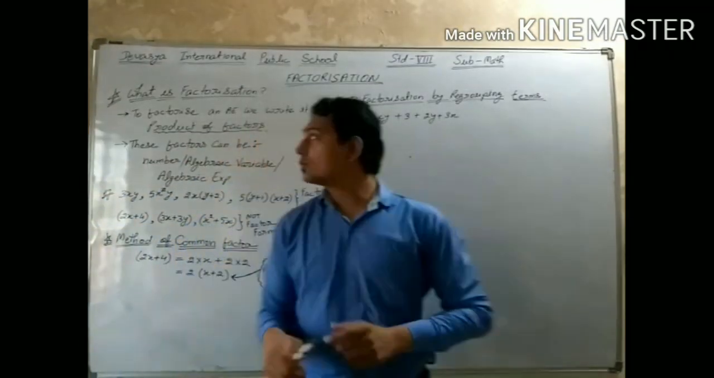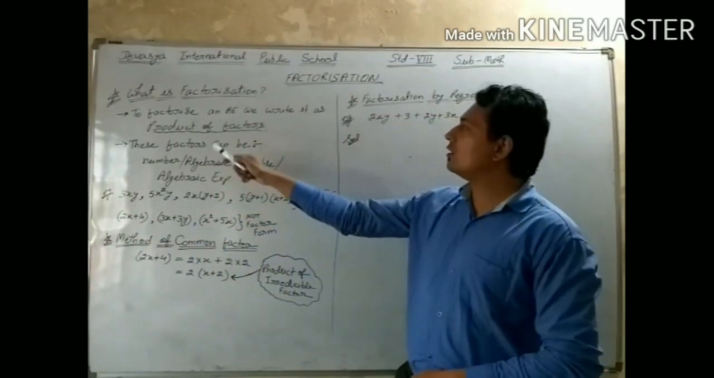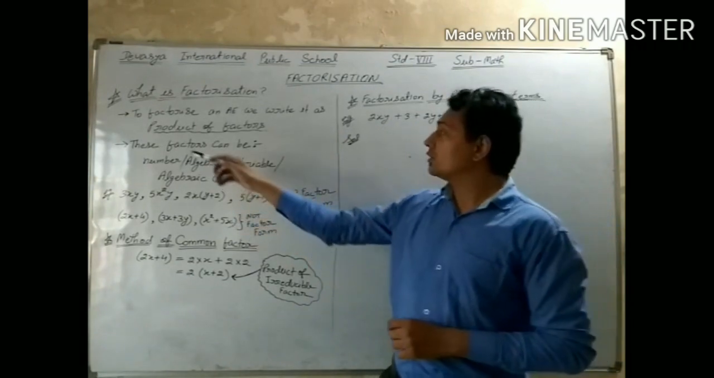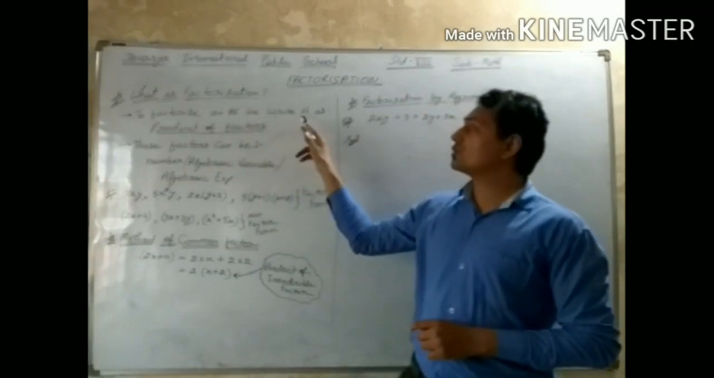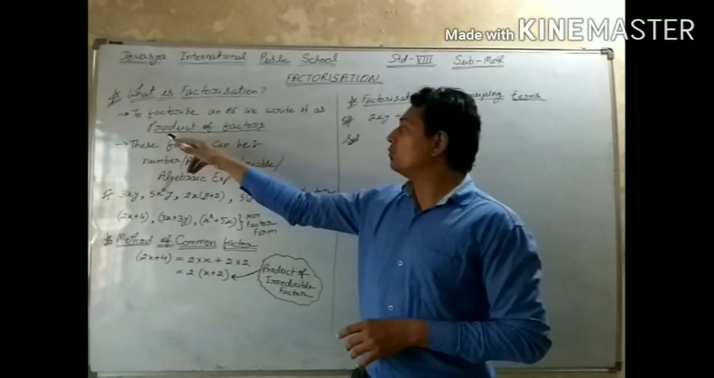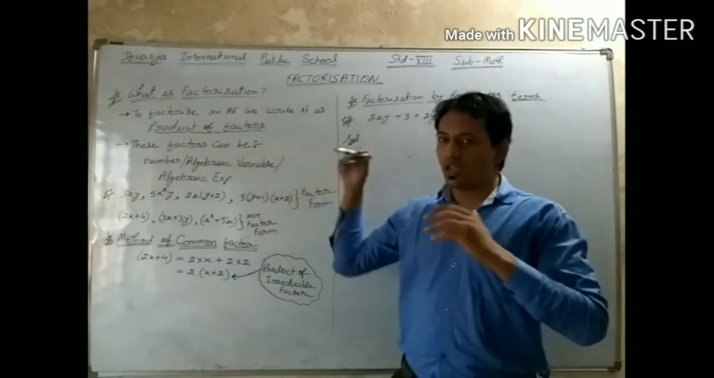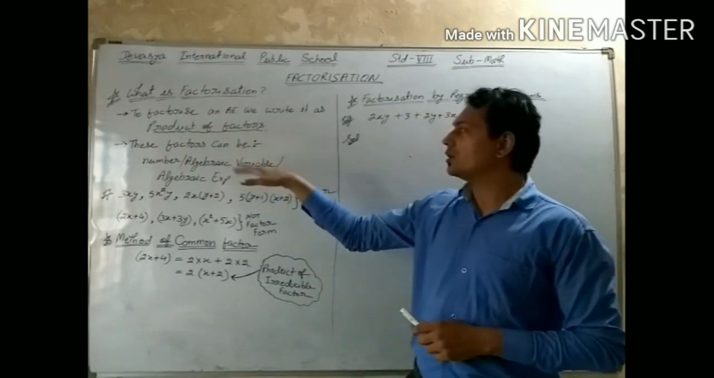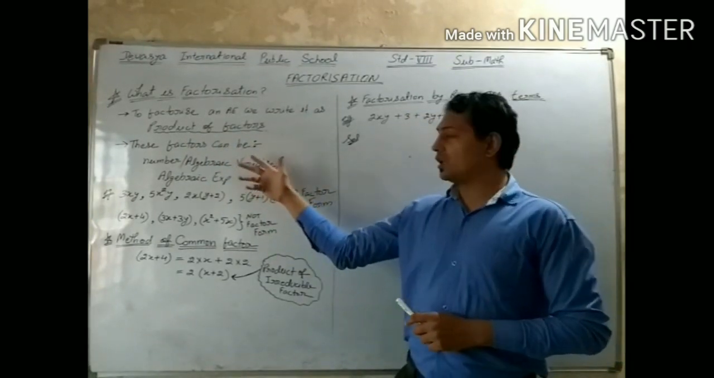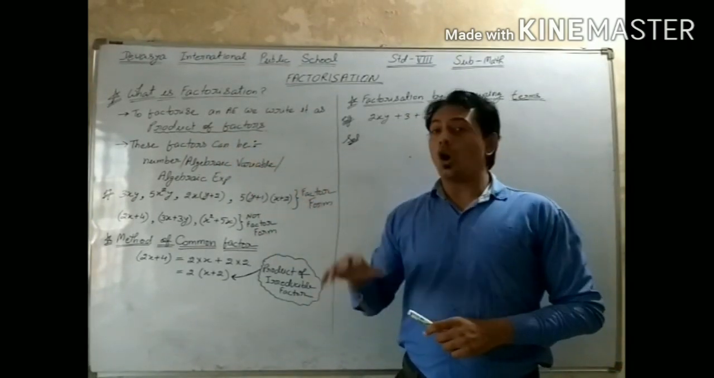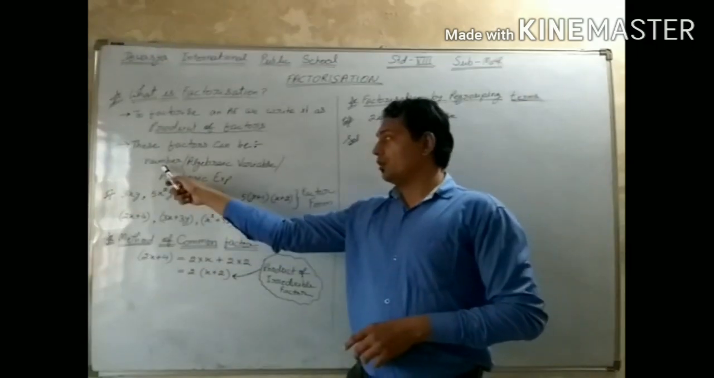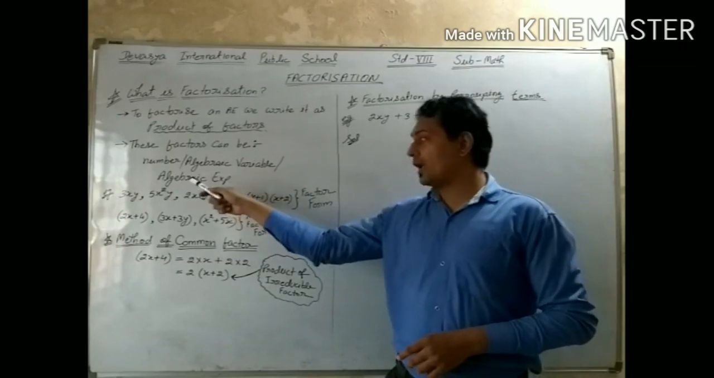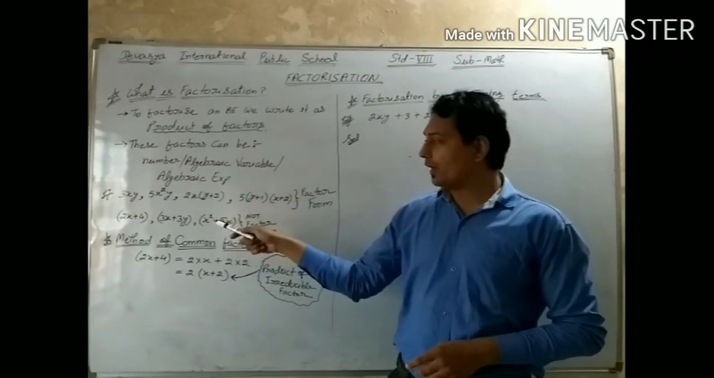Okay, well student, now let's understand a new topic here. Now what is a factorization? To factorize an algebraic expression we simply write it as product of factors, right? So what can be a factor of an algebraic expression? A factor of an algebraic expression can be a number, or it can be an algebraic variable, or it can be an algebraic expression also. Fine.